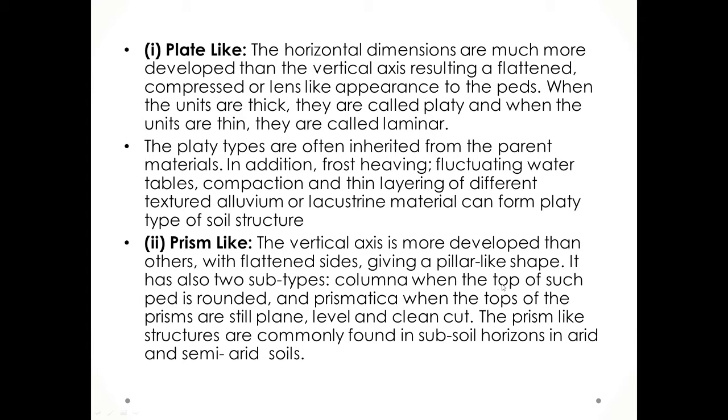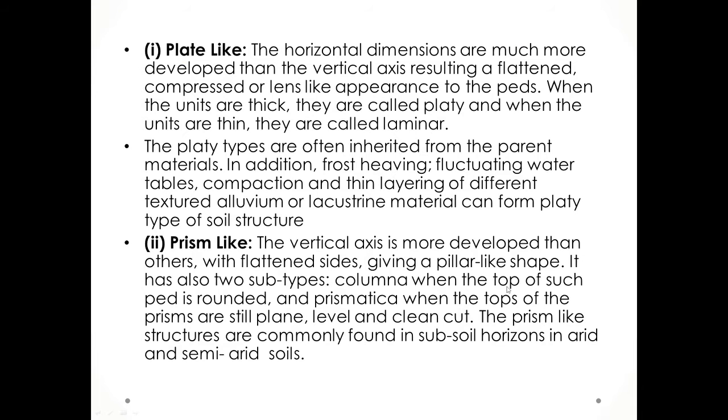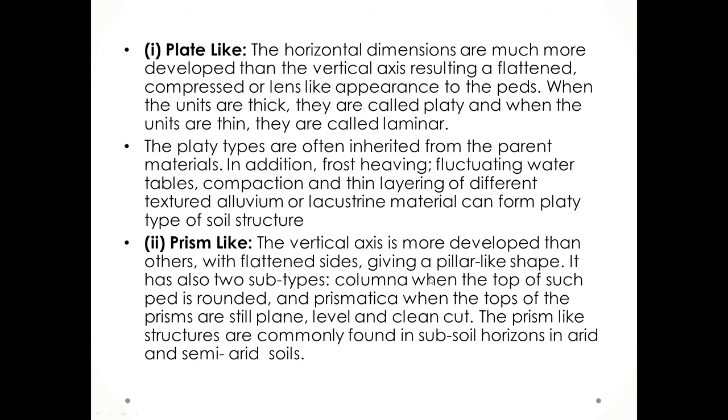In columnar, the tops of such peds are rounded, and in prismatic, the tops of the prisms are still plain, level and clean cut. This is the prism-like prismatic. The prism-like structures are commonly found in subsoil horizons and in arid and semi-arid soils.